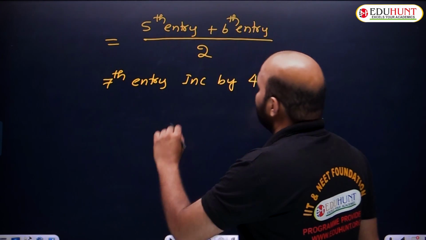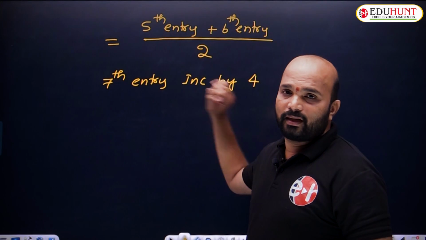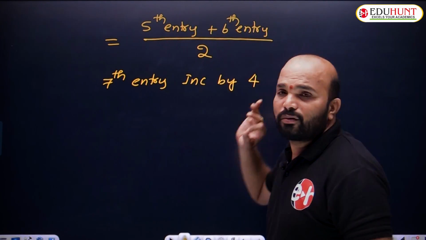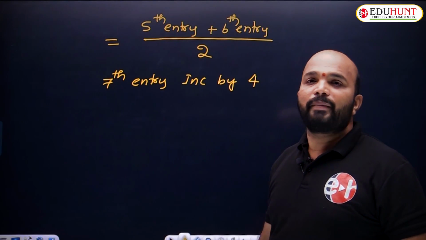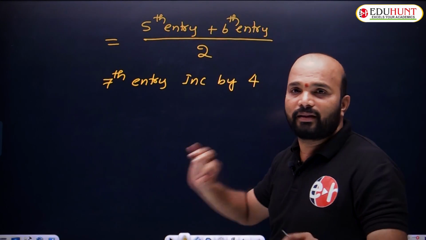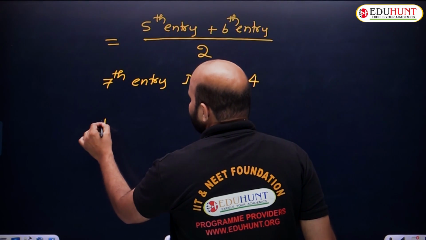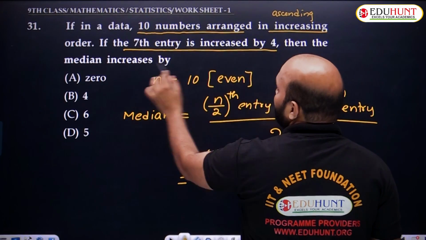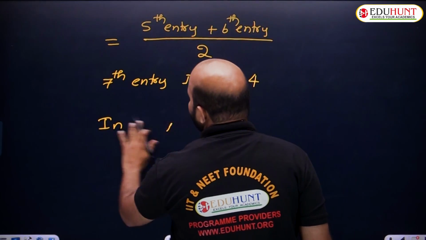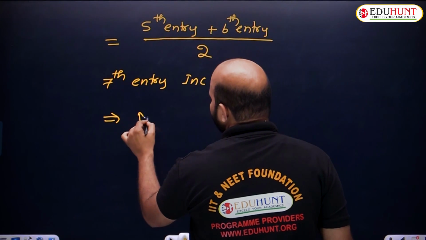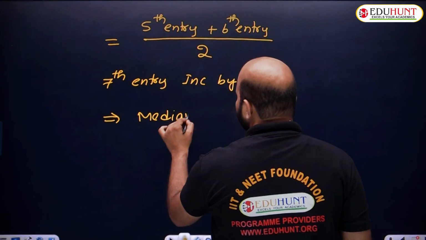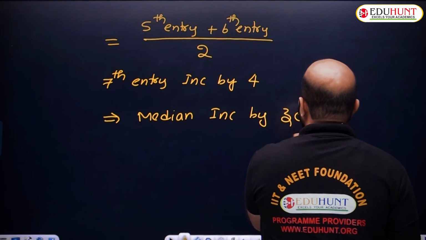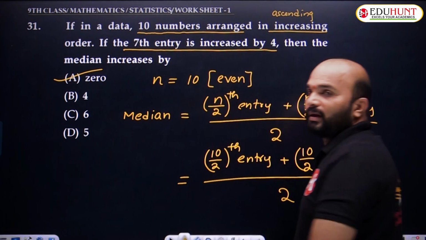Clearly we need to verify it. This is a very important condition. When the 7th entry is increased by 4, there is no effect on the median, because the 5th and 6th entries remain the same. So finally, the median increased by 0. This is the required answer. Option A is the right answer. Am I clear?